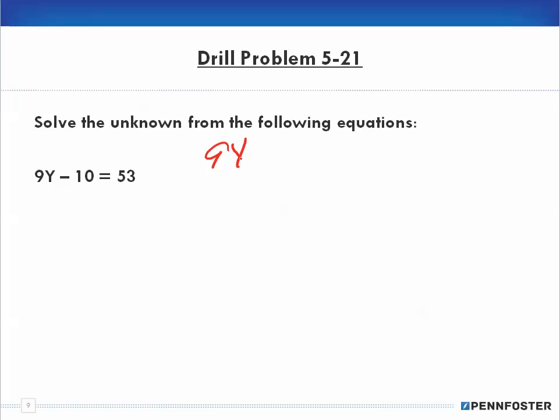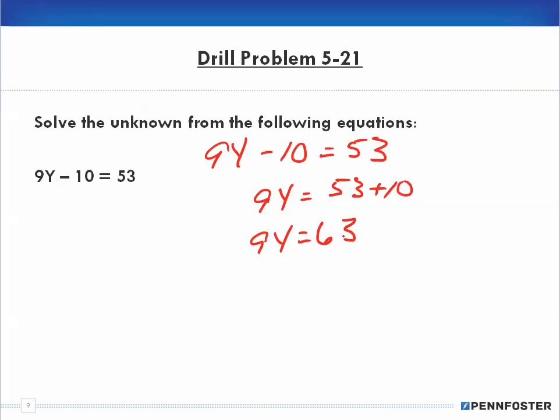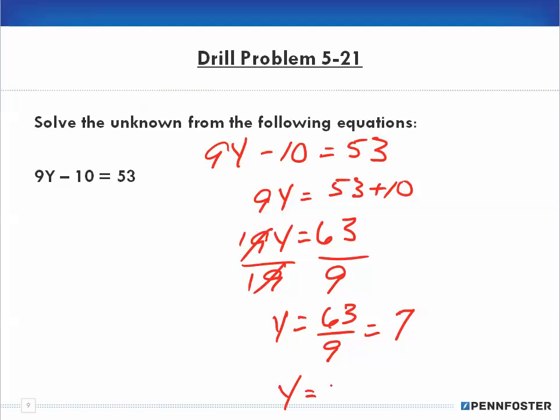Okay, 9y minus 10 is equal to 53. Again, we want to isolate the variable on the left, and to do that, we have to move the minus 10 to the right-hand side, or cross the equal sign, so I end up with 9y is equal to 53 plus 10. I end up with 9y is equal to 63. And now to further isolate the variable, we have to divide both sides by 9 in order to have those cancel out. So I end up with y is equal to 63 over 9, which is equal to 7. So y is equal to 7.